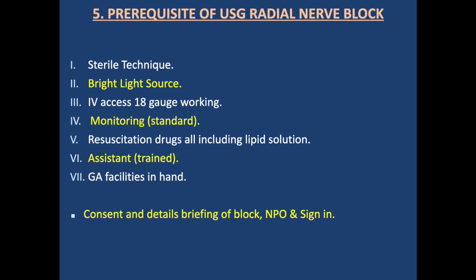Prerequisites of ultrasound guided femoral nerve block. This block needs sterile technique, bright light source, intravenous access with 18 gauge working cannula. We apply standard monitoring equipment. All resuscitation drugs, including lipid solution, should be available to manage toxicity, which is rare but can occur. Our assistant must be trained and know the art of regional block. GA facilities must be in hand. If the block fails, consent must be taken and all details must be briefed to the patient. NPO must be confirmed and signed and done.